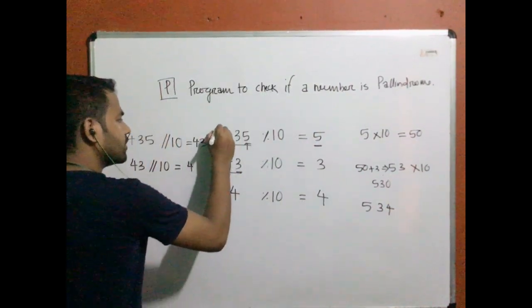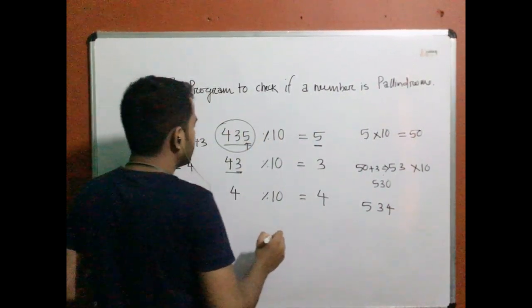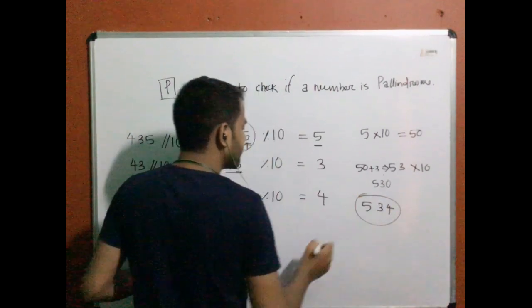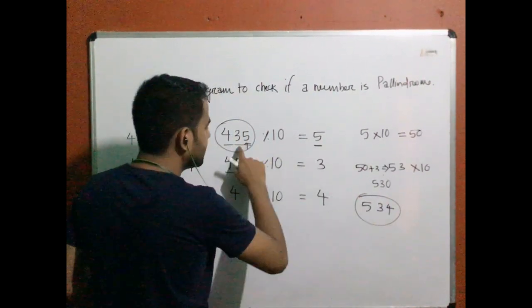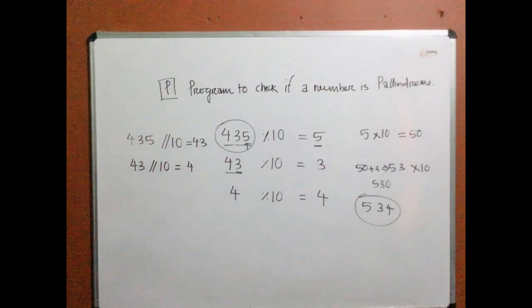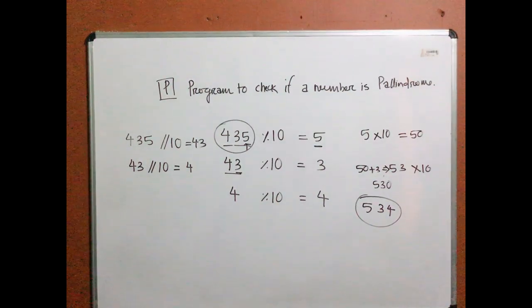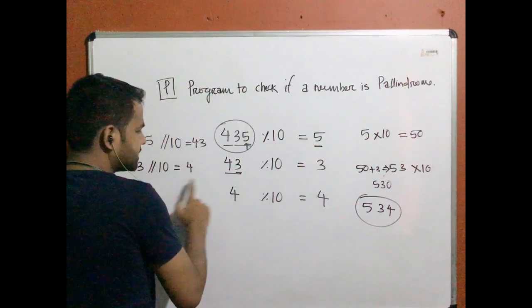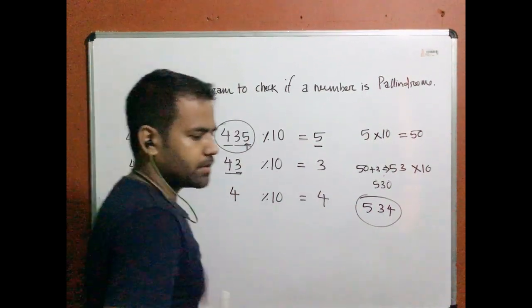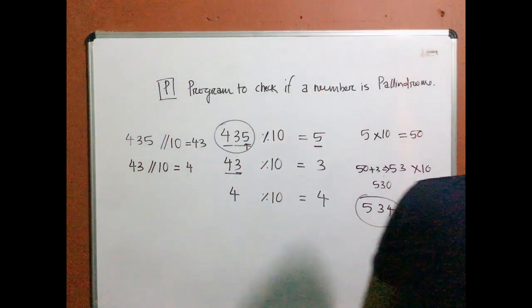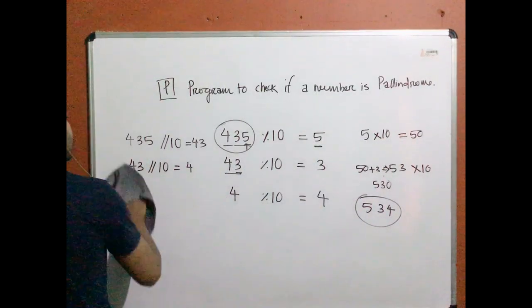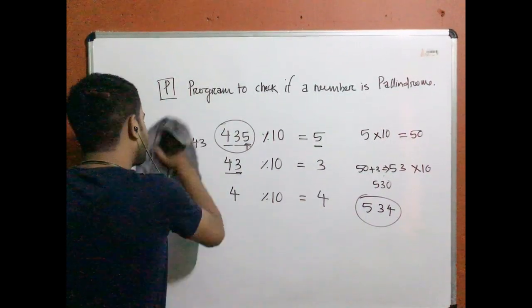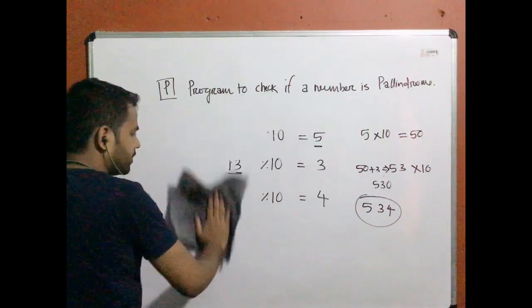If you observe 435 and this answer, you can see that this number is the reverse of the input number, right? So we understood these three different concepts, and these three concepts are going to be used in the program to calculate the reverse of a number. Let's see how we are going to combine all these three concepts.